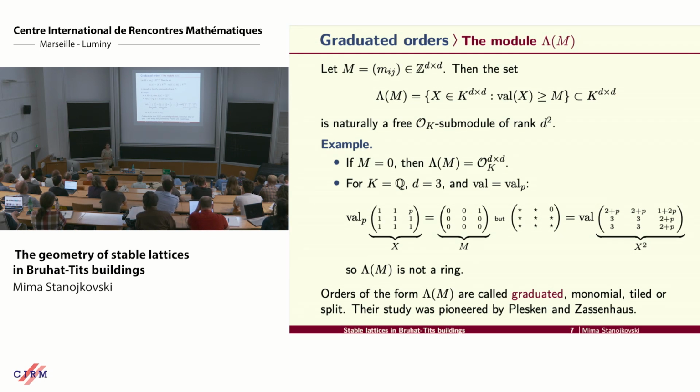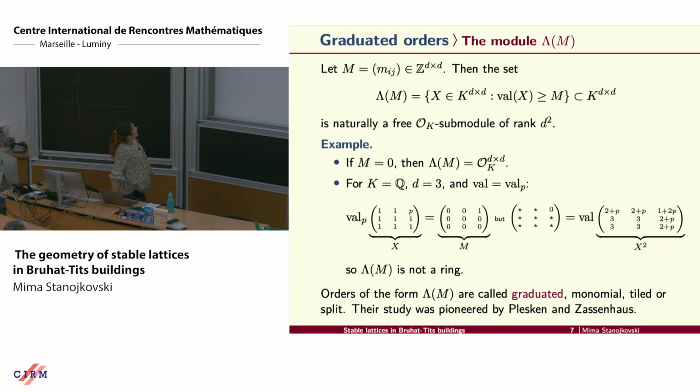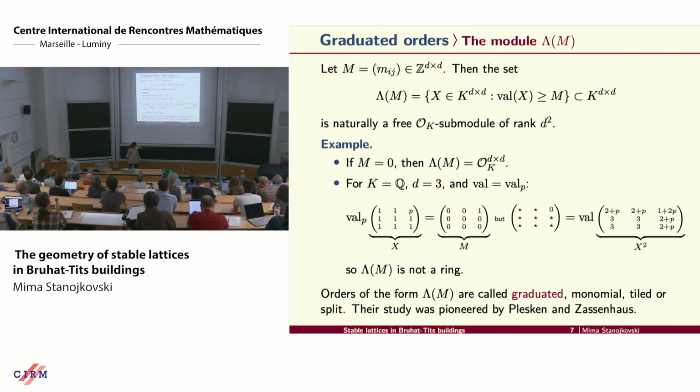Okay, so it is, of course, natural to ask, we live in a ring, when is it a ring? But it's also good to be aware of the fact that not always these guys will be rings. And when they will be, they will actually be orders in K to the D times D. And we call them graduated following Pleskin and Sassenhaus, but in the literature, these orders can be found also under the names of monomial, tiled, or split.